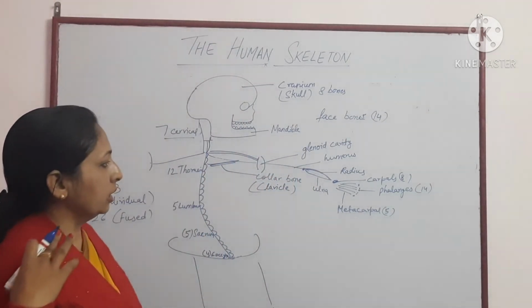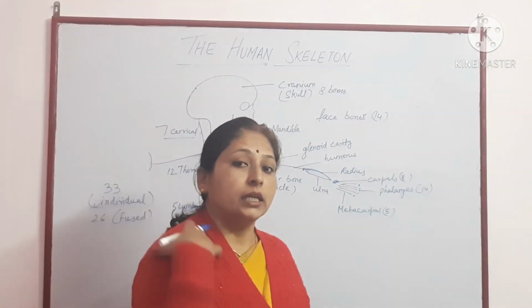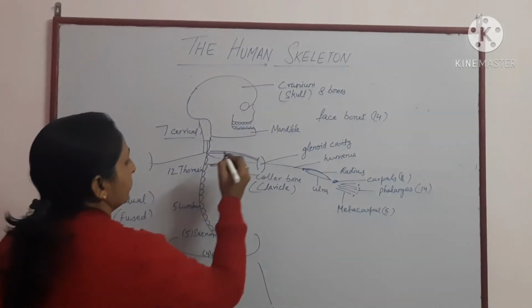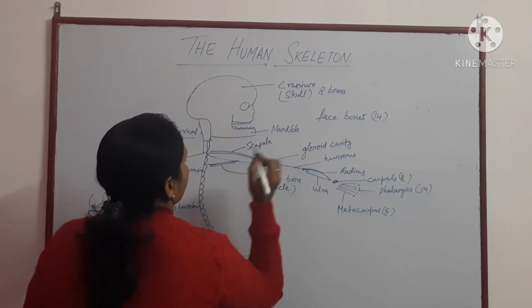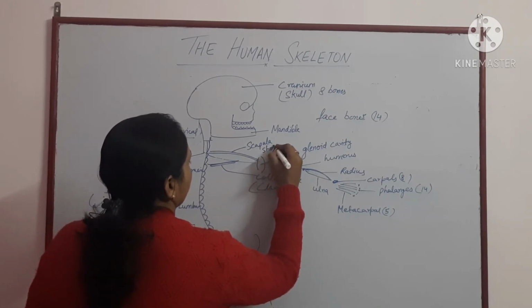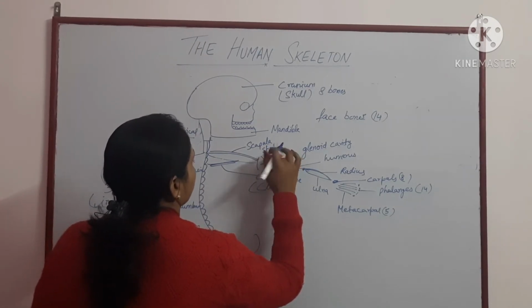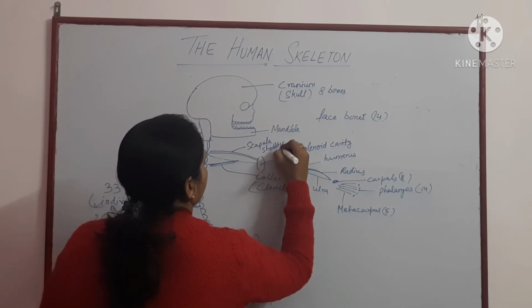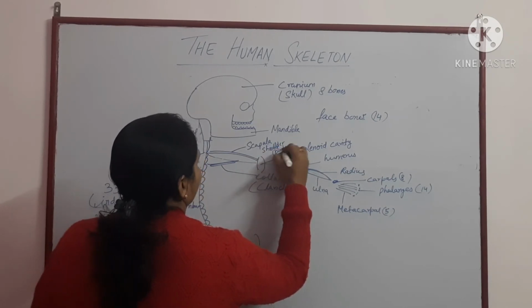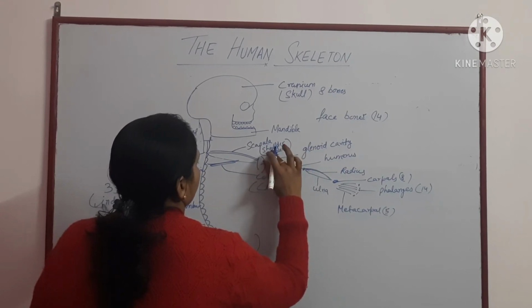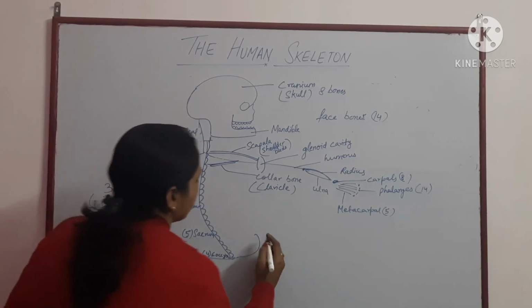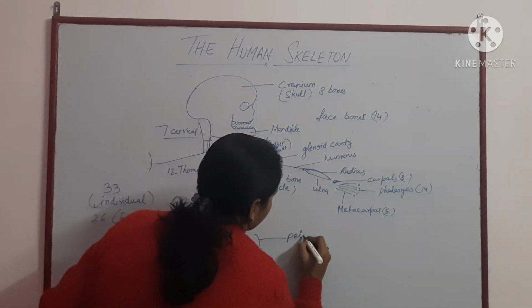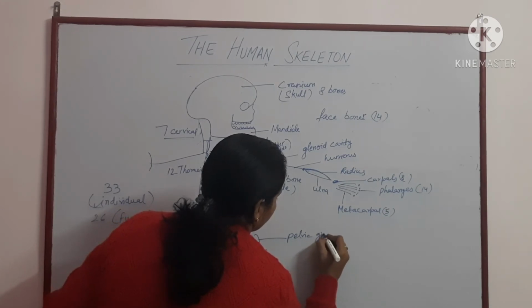Next, the cavity in which the humerus fits is the glenoid cavity. Clavicle is there. Scapula. Sorry, not girdle, the scapula is the shoulder blade. Now come to the lower part here. This one is the pelvic girdle, or hip joint.